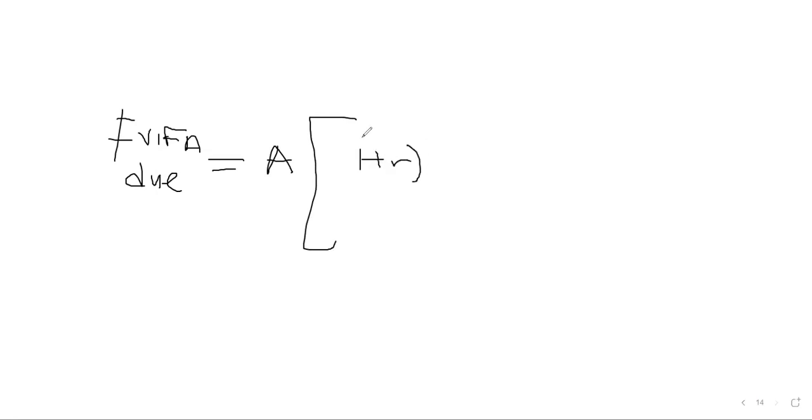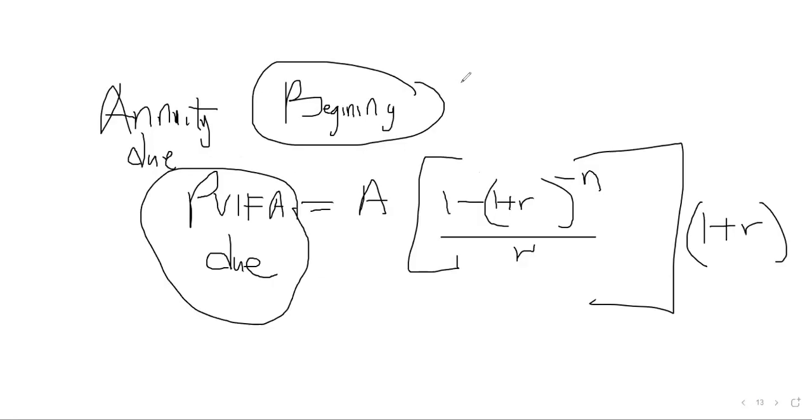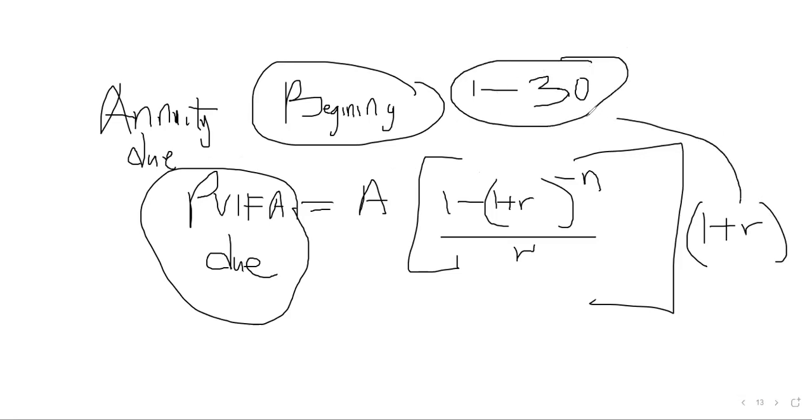Then the future value interest factor of an annuity due is equal to amount, then open brackets (1 plus r) to the power n, minus 1, over r, multiplied by 1 plus r. That's because at the beginning, we have an extra interest coming from day one to the 30 days. The amount has earned the entire interest from day one through the period. This is why we use this for this kind of problem.